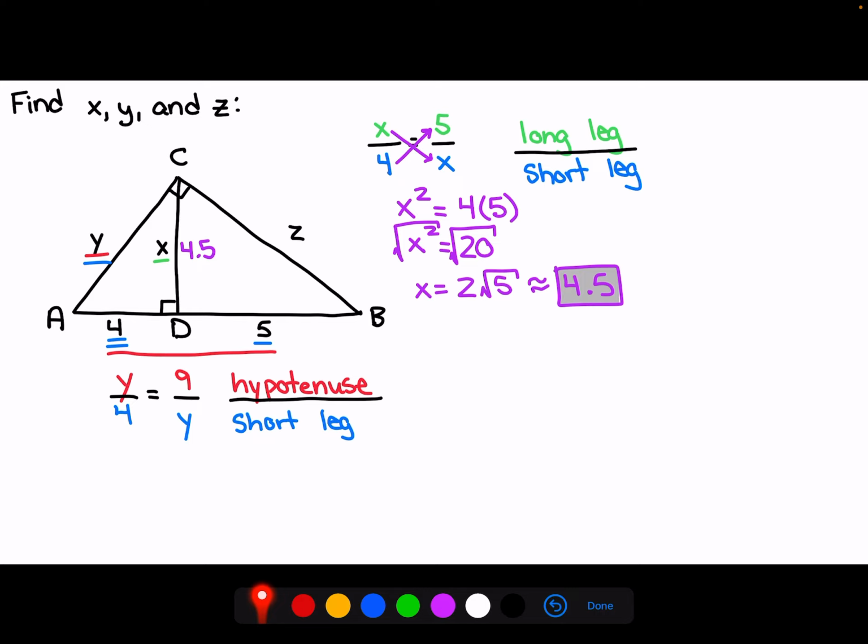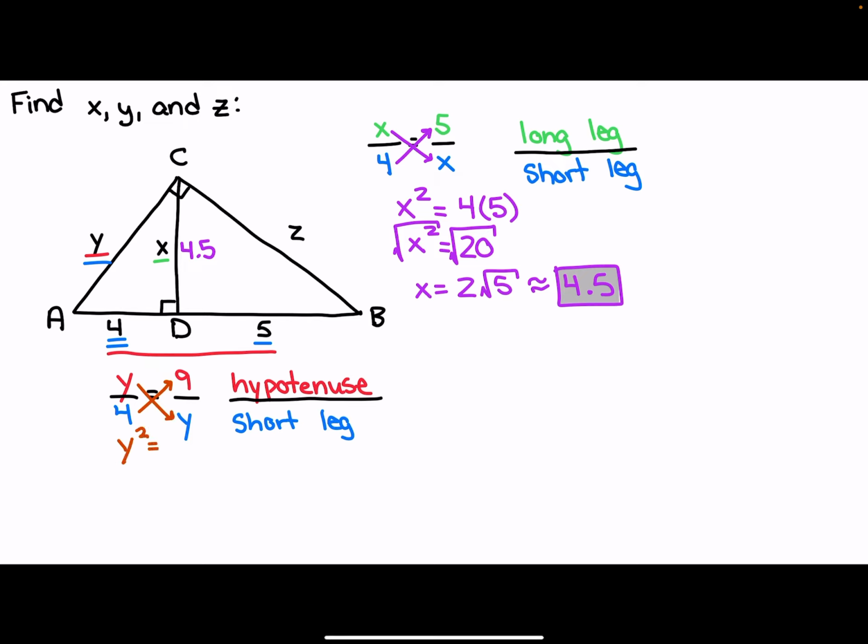Now again, this is my small triangle. So I have hypotenuse, which is y, over short leg 4. And it's equal to, on our large triangle, the hypotenuse of the large triangle, which is 4 plus 5, or 9, over the short leg, which is y. Again, we're on the right track because we have a geometric mean, so we can cross multiply, giving us y squared equals 36. And then once again, if we take the square root of 36, we'll be left with y is equal to positive 6.